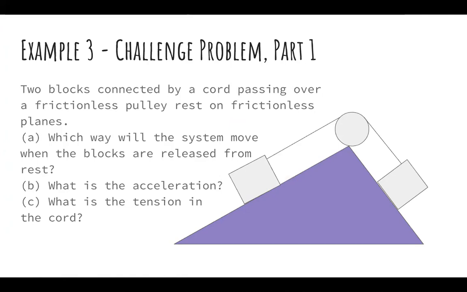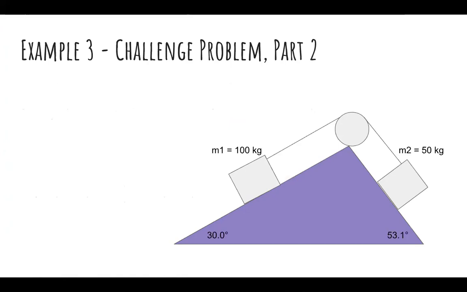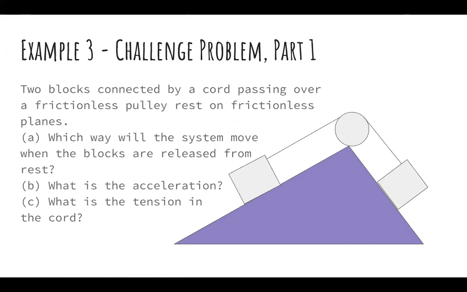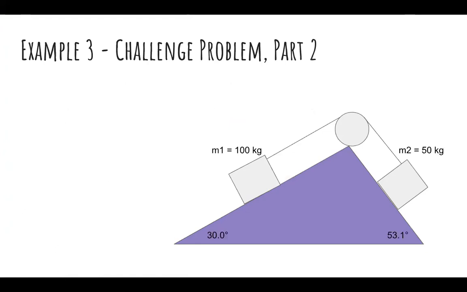If we go to the next slide, we have the actual given values for the masses of each block and the angles of our ramp. The questions were: which way will the system move when the blocks are released from rest, what is the acceleration, and what is the tension? We will use these values to solve that. It's very similar to the previous problem, where you're going to want to solve in terms of variables first and then plug in your numbers.